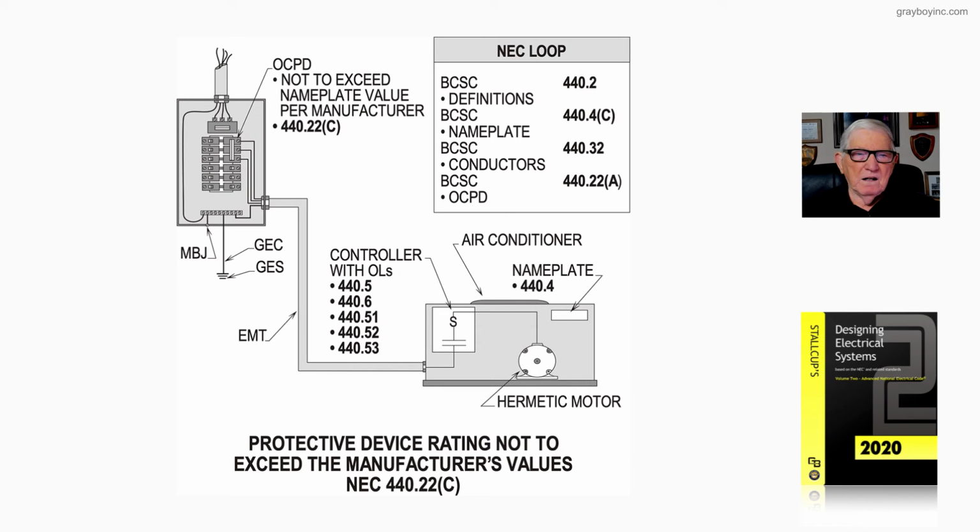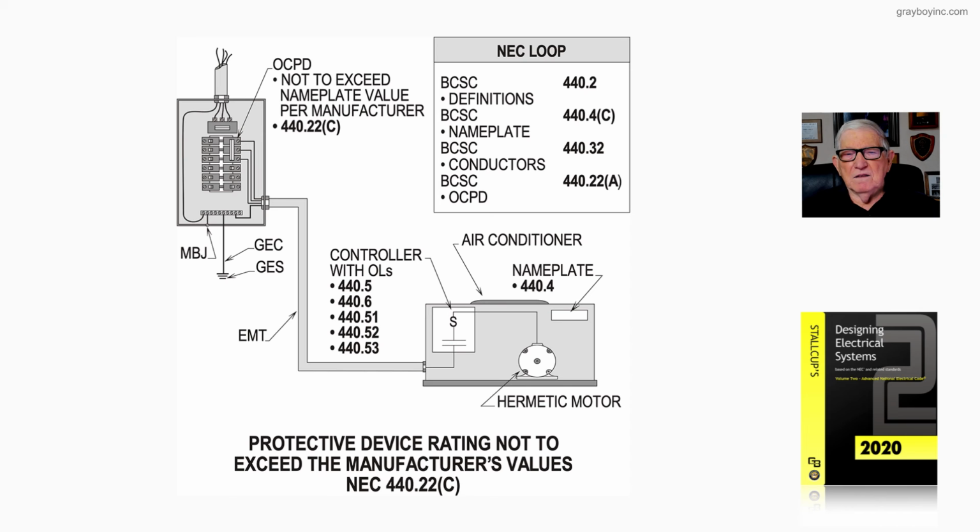440.22(A). Now, the controller, if you're dealing with a controller and you're having problems, I suggest you review 440.5, 6, 51, 52, and 53 to Article 440. I think you can pick up a lot of good information. Your nameplate 440.4 that you see in the illustration.